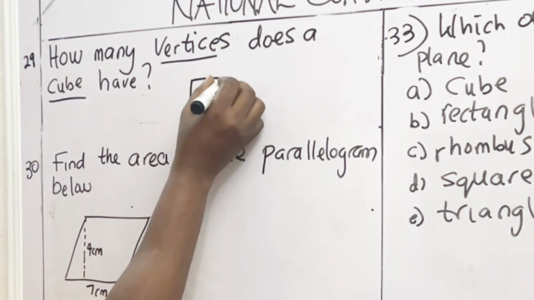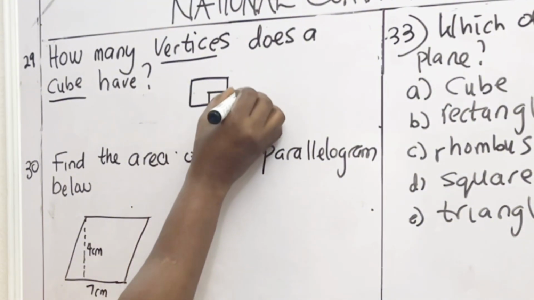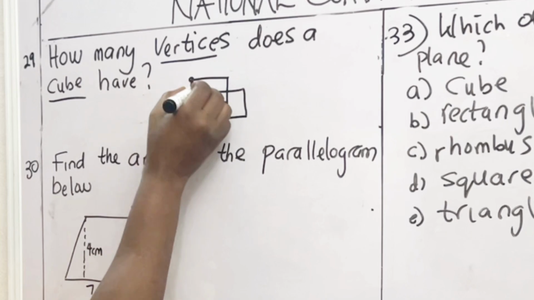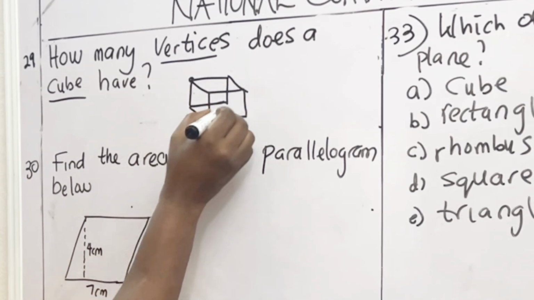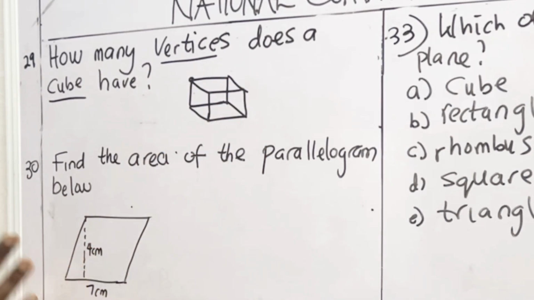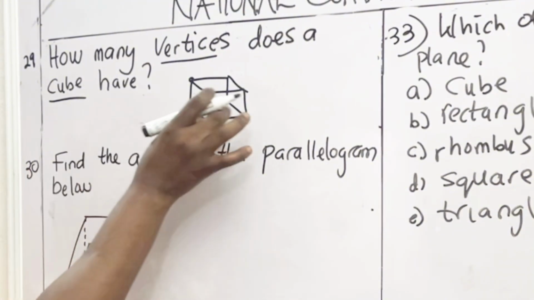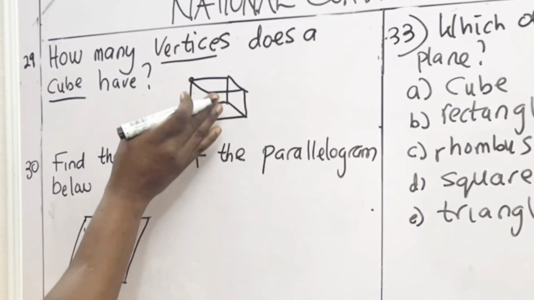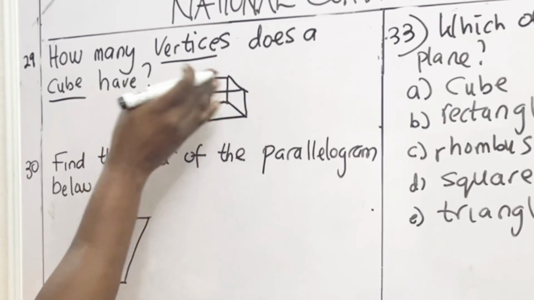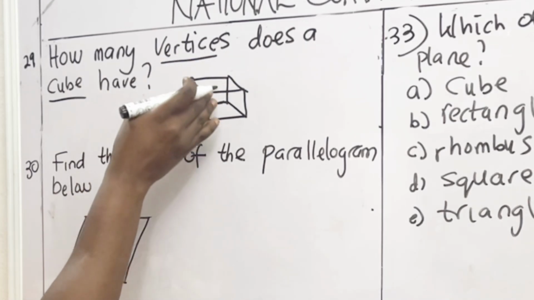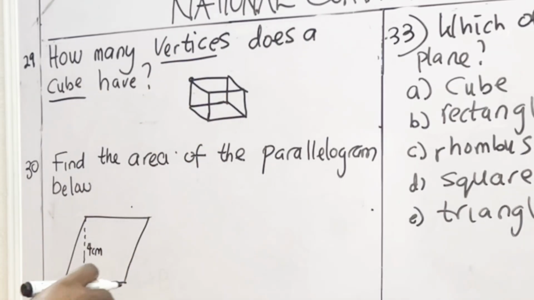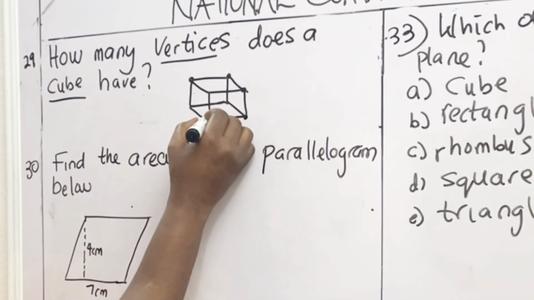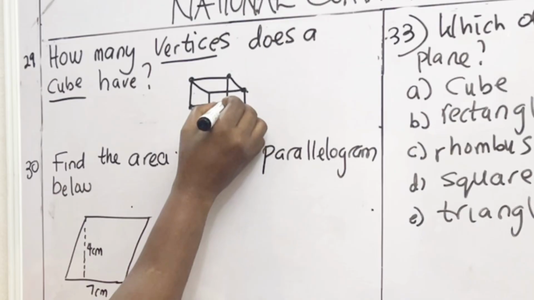Let's try to draw a cube. Okay, let me join it. So this is what a cube looks like. A cube is a square in 3D form. It has how many faces? 1, 2, 3, 4, 5, 6. Okay, so these points are the vertices.